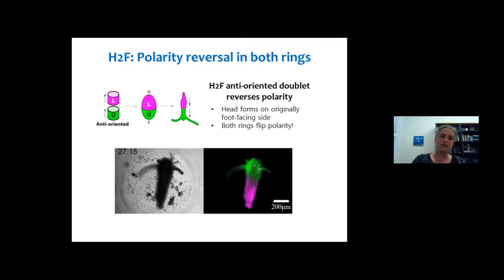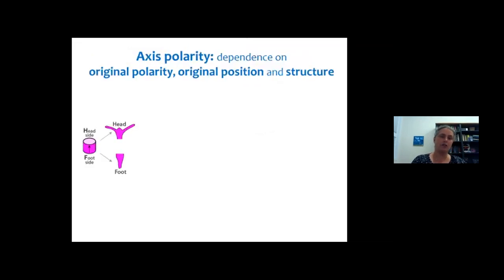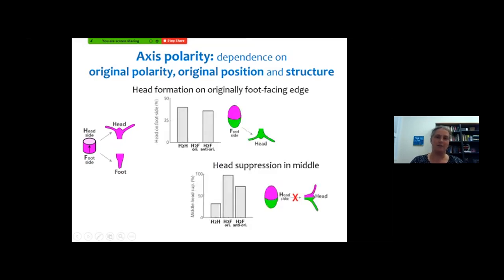So we have these three properties: the original polarity of the ring, the original position along the body axis, and the structure. If we look at a simple configuration, like a single regenerating ring, all these are commensurate. We have the polarity, the most head-facing side of the tissue, and the structure at the edge. All of these lead to the formation of the head at the end. However, in our ring doublets, we can make these different properties non-commensurate, and we see that different things happen in these situations.